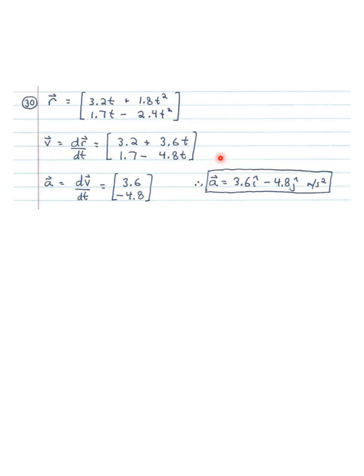Now we take the time derivative of this vector, the velocity vector, to get acceleration. So the x component gets 3.6, the y component gets negative 4.8, and there's the acceleration vector. It is 3.6 i hat minus 4.8 j hat meters per second squared. Notice that it is not time dependent, it's constant.